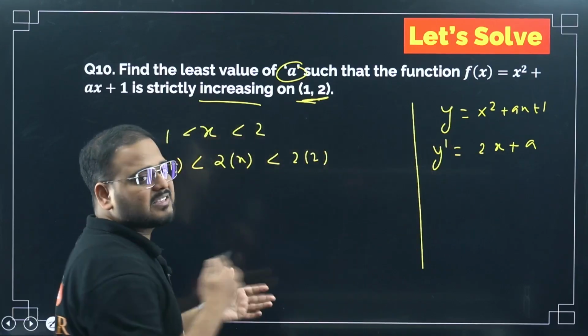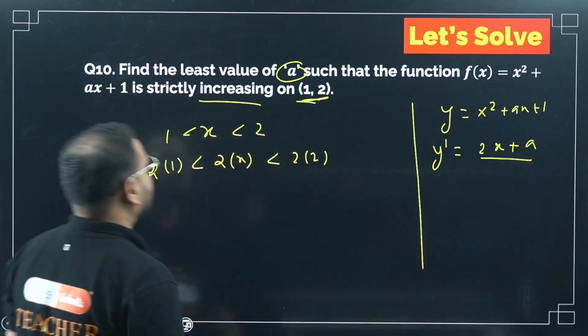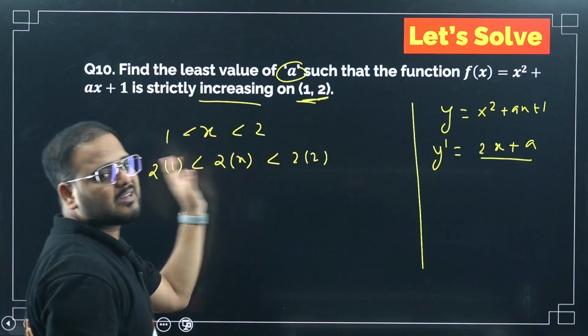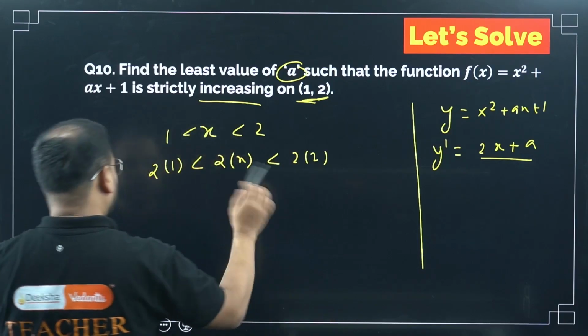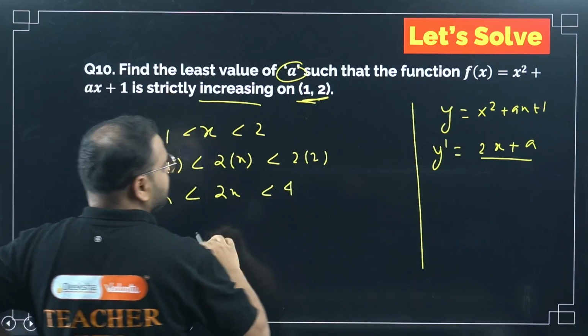Or a value of where the x is moving, 1 to 2. Okay. So how am I going to get this? 2x plus a. So multiply the x from 1 to 2, that is 2 times 1, basically multiply by 2 on both sides of the inequality. You'll get 2 less than 2x less than 4. Is this what we're looking for?